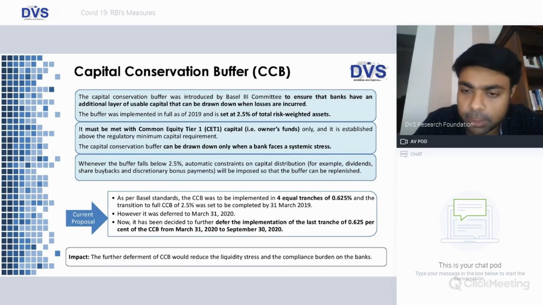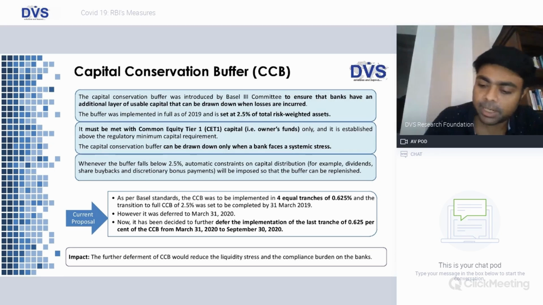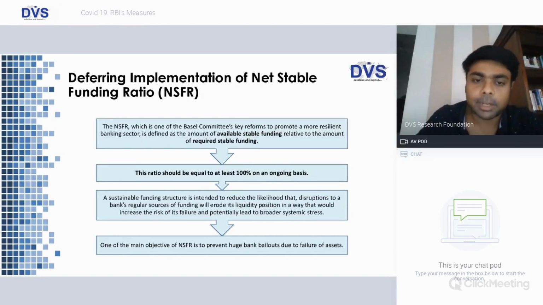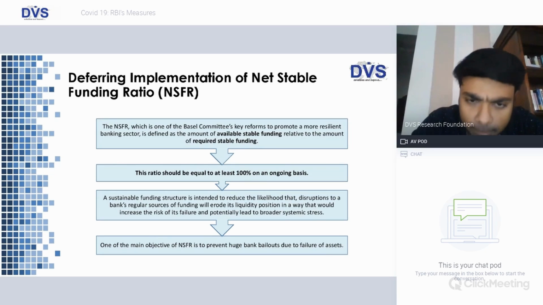So the institutions don't need to spare their capital towards creating this reserve, because currently the need for this capital is elsewhere.